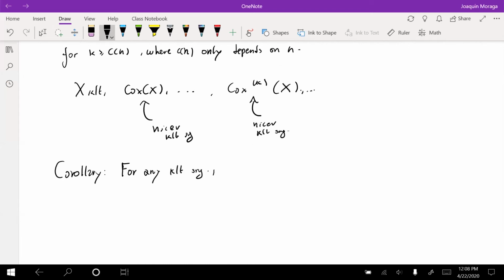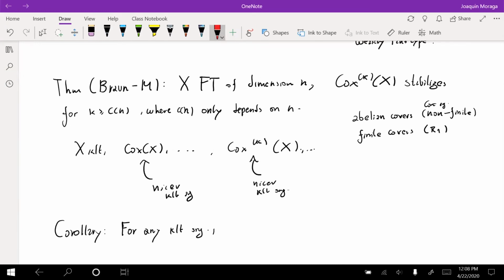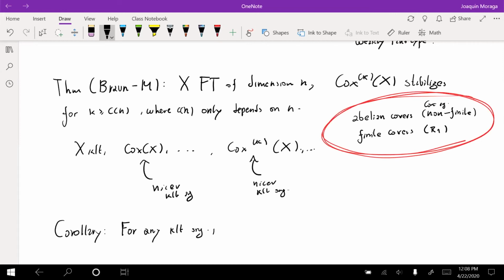Okay, so let me say a word before this. Now you can ask the following question. The Cox ring measures abelian covers that may be non-finite, right? And on the other hand, you can measure finite covers. The finite covers are measured by the pi1, and the abelian covers that may be non-finite are measured by the Cox ring. So the natural question is, how much can you improve a klt singularity by doing these two sorts of coverings? How much can you improve?